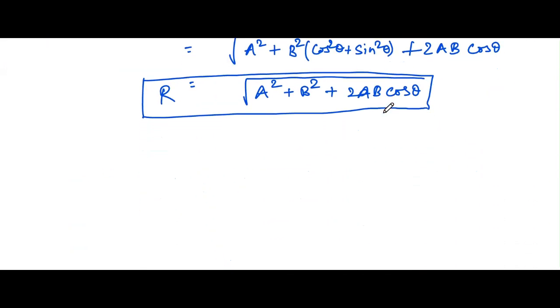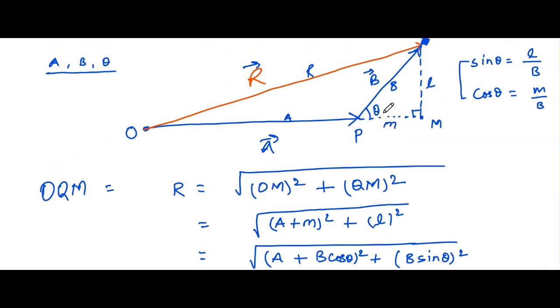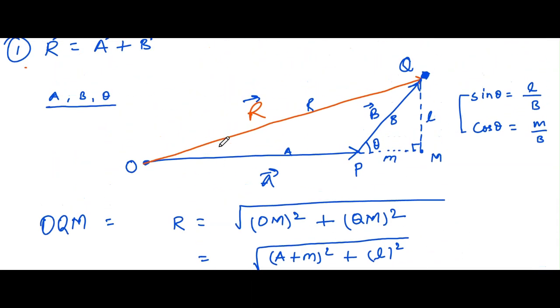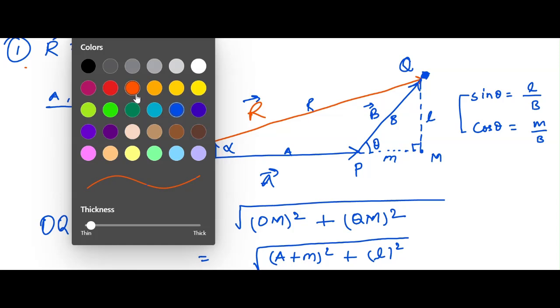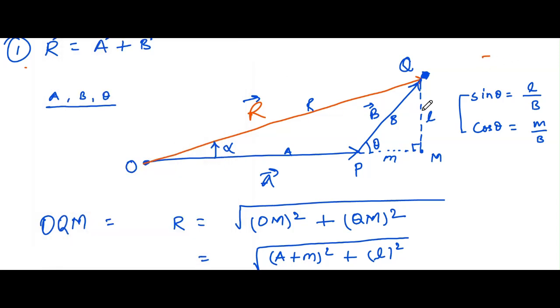And now we want to get the direction of the vector. So for direction we have to take a reference. Let's say this resultant vector R is making an angle alpha with the vector A. Then we can get what alpha is. From this diagram you can see clearly, in triangle OQM you can apply tan alpha equals QM divided by this length OM.